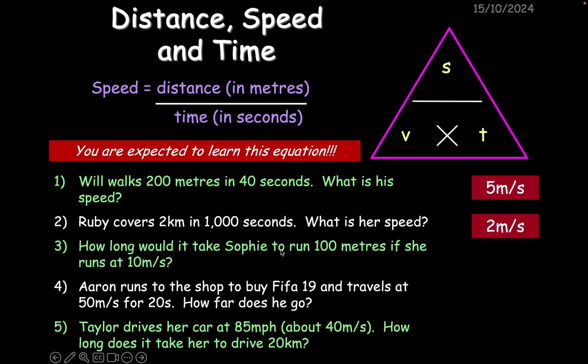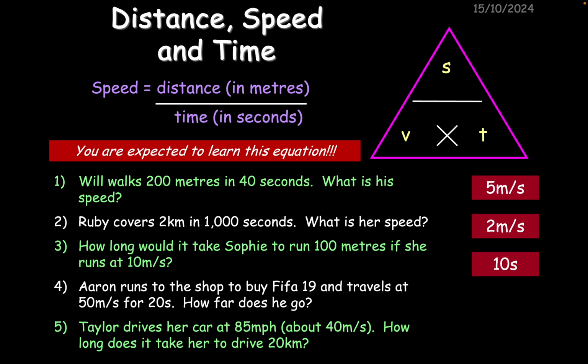How long would it take Sophie to run 100 meters if she runs at 10 meters per second? Well, if she runs at 10 meters per second, she'd be close to breaking the world record. So 100 meters, they've given you the displacement or the distance. She's moved 100 meters and she runs at 10 meters per second. So to work out time, you've got to divide the distance, 100, by the rate of moving, which is 10 meters per second. 100 divided by 10 gives you a time of 10 seconds. So sometimes using the triangle, you have to be able to change the subject of the equation. If you're good at maths, you may not need the triangle.